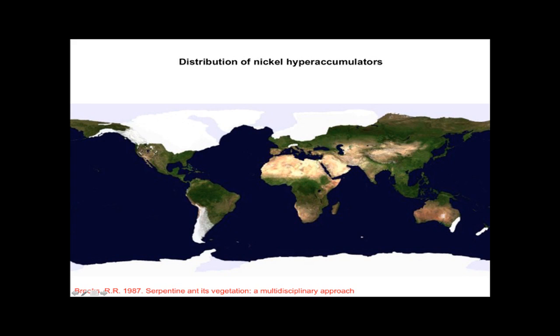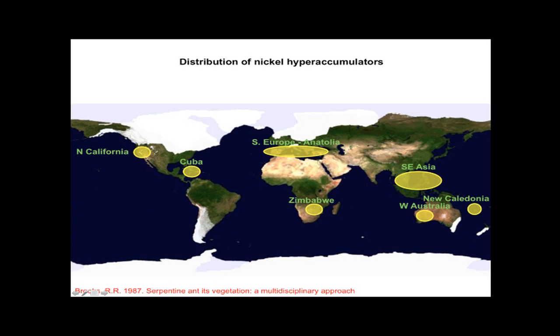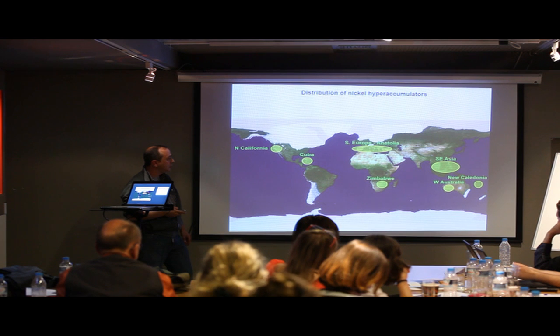There are 7 areas where nickel hyperaccumulators were found. One area is North California, the other is Cuba. A third important area is South Europe and Anatolia, then Zimbabwe, Southeast Asia, Western Australia, and New Caledonia. These are the areas hosting hyperaccumulators of nickel.